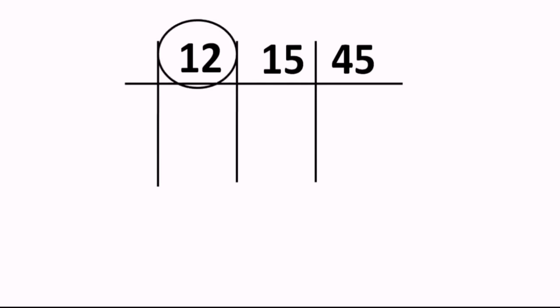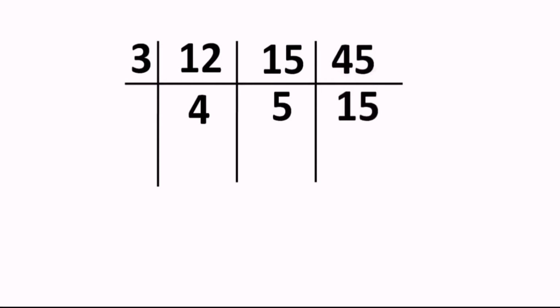12 is an even number and its digit sum is 3, 15's digit sum is 6, and 45's digit sum is 9. So all these three numbers are divisible by 3. Yes, of course. So we are going to divide them by 3. When 12 is divided by 3, we get 4. 15 divided by 3 gives 5. And 45 divided by 3 results in 15.